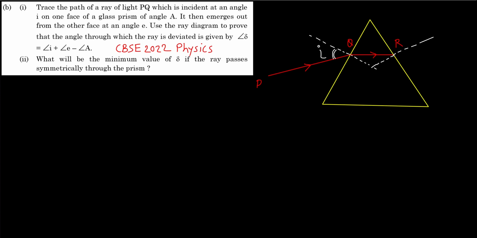and suppose the two normals meet at point E here, and finally the ray will go out as the emergent ray. Suppose this emergent ray we call it RS, and this emergence angle is given in the question as small e. Now we have to get the expression for deviation angle.